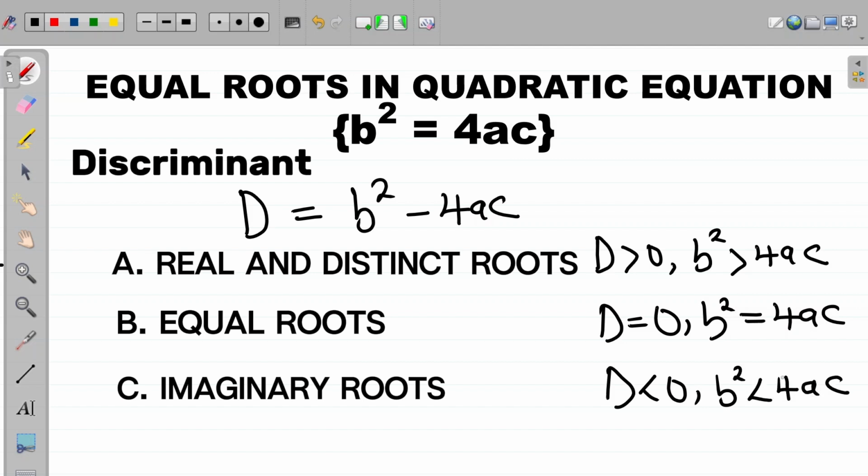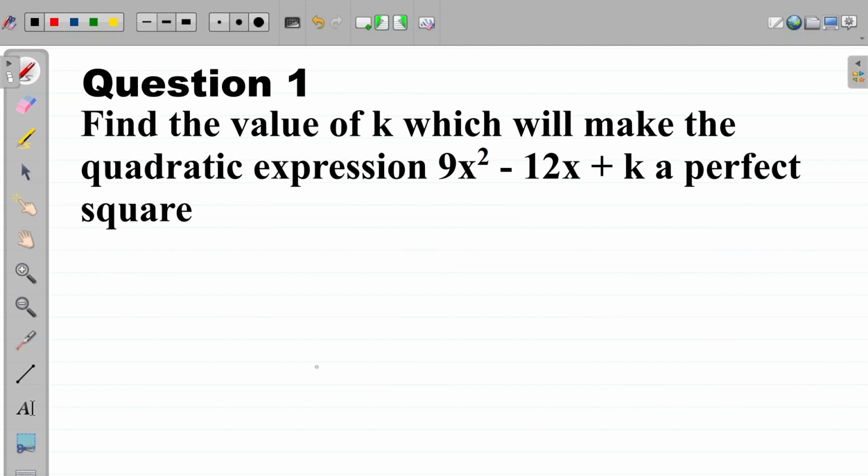Now, in this video, we'll be discussing equal roots, which is where the discriminant is equal to 0 and b squared is equal to 4ac. Now, question 1 says, find the value of k which will make the quadratic expression 9s squared minus 12s plus k a perfect square.